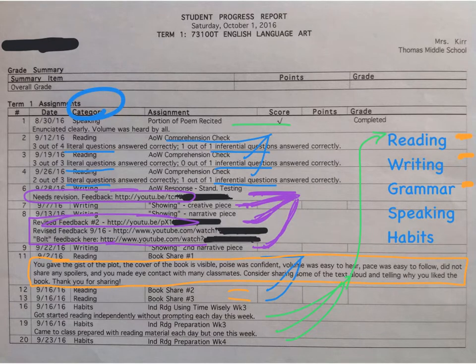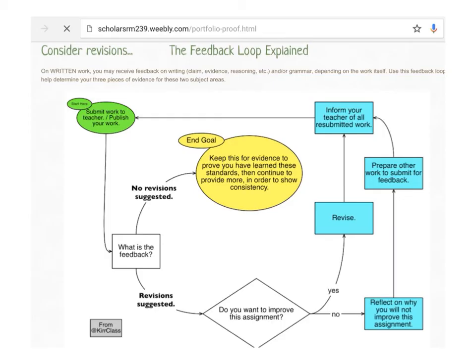The fact that this child is revising is key. This is what we need to have for all students because that's how we grow as writers. This feedback loop is what students will be seeing very soon in class if they haven't seen it already. They submit their work to their teacher. They figure out the feedback. They watch that YouTube link that I shared with them.